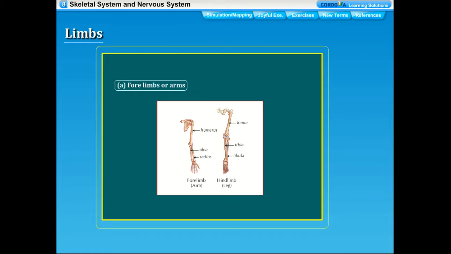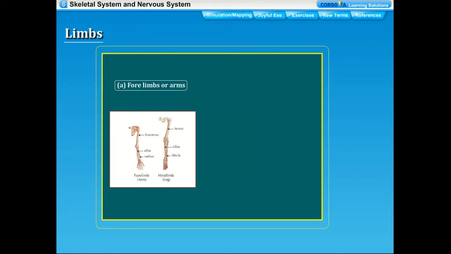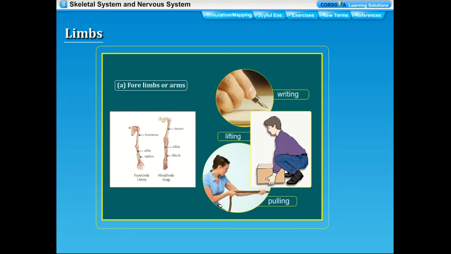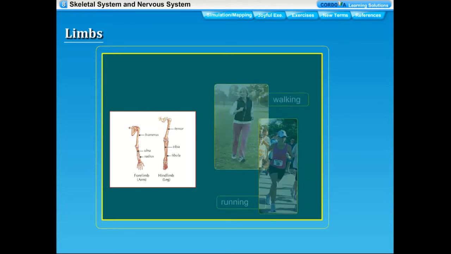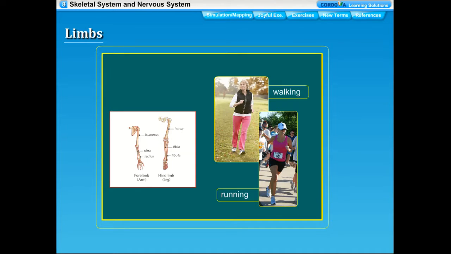Nearly half of all our bones are in hands, wrists, feet and ankles. The forelimbs are used for doing different tasks such as writing, lifting and pulling the objects. The hind limbs are used for walking and running.